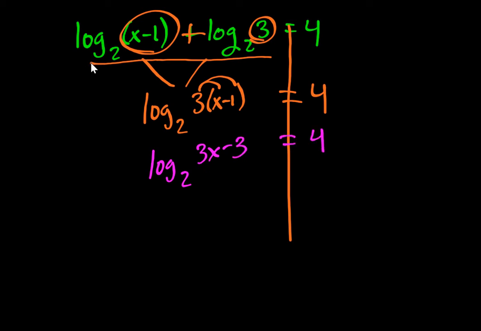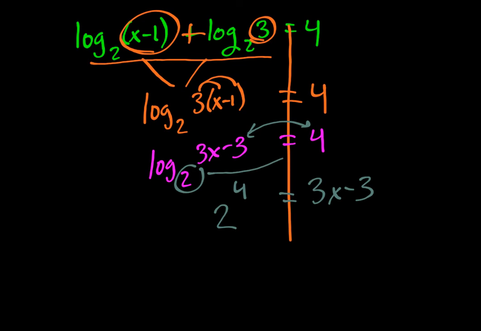Now that I have the log by itself, meaning there's nothing being multiplied by the log or divided by the log or added to the log, I'm going to go ahead and rewrite the log in exponential form. And this is actually the very number one problem on the review. So what I mean by that is, we could just switch these two and get rid of the log, meaning it's going to be 2 to the 4th power equals 3x minus 3. Now another way to say that is 2 to the 4th power equals 3x minus 3. However you want to memorize it, doesn't matter, but just make sure you rewrite it.